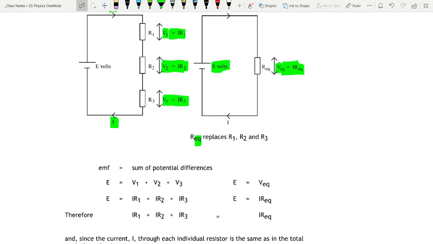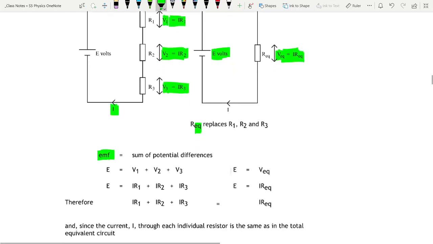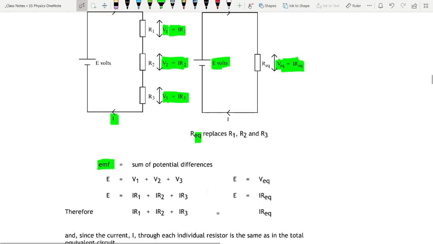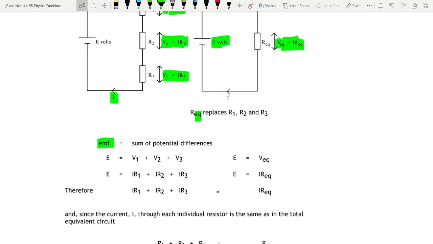We know in a series circuit, the EMF is the sum of the potential differences. So V1 plus V2 plus V3 is equal to the total voltage, which in this case we've called capital E. So replacing V1 by IR1, V2 by IR2, and V3 by IR3, we can say that the EMF, the total voltage, is IR1 plus IR2 plus IR3.